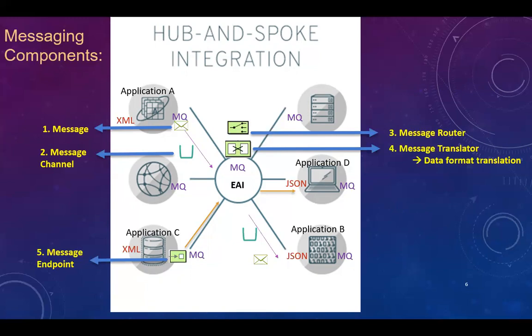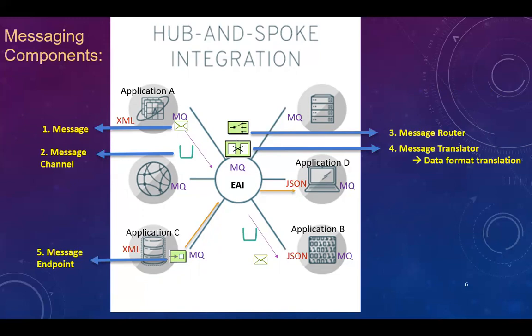And once that message comes, suppose in this scenario application A wants to send an XML message to application B. So the message has to be routed. Who would be taking care of the routing? Again, it would be part of the EAI or the particular messaging software. It will have that capability. So the message router would be the third component.